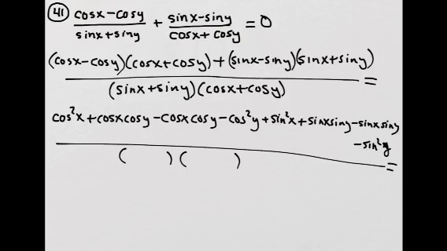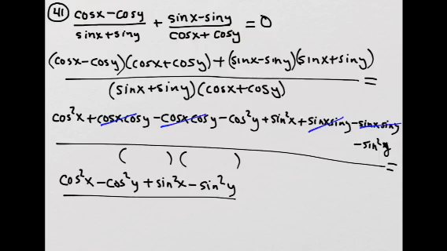The next step, cancel any terms that cancel out and give you 0. So cosine x cosine y minus that one, and then this one and this one. Okay? So now I'm gonna rewrite what's left. I've got cosine squared x minus cosine squared y plus sine squared x minus sine squared y, all over the denominator. Okay?